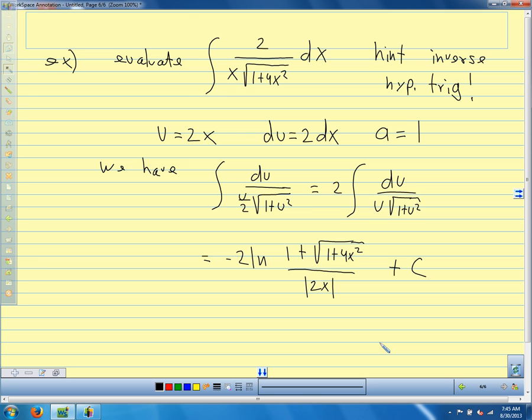And we said that this form was equivalent to, what do we come up with? Minus 2 cosech of 2x.